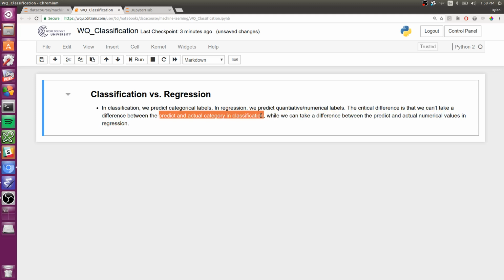For example, say we're a travel agent and we want to predict what country a customer wants to travel to. And perhaps they actually want to travel to Uruguay, but we predict that they want to travel to Brazil. We can't take a difference in the mathematical sense between Brazil and Uruguay. So we can't quantify the error there. All we can say is that we got the prediction wrong.